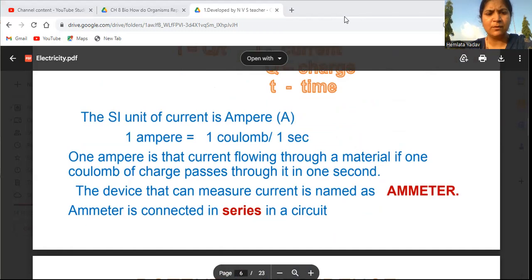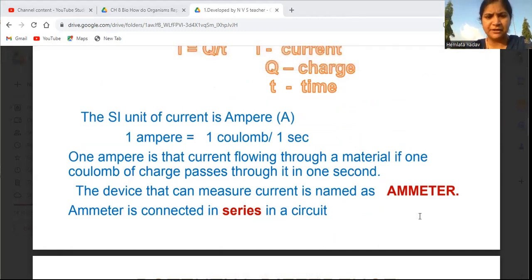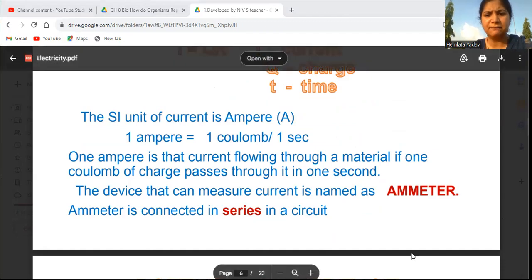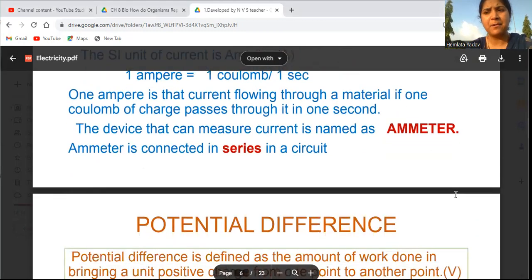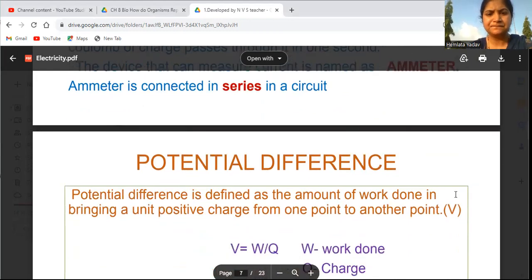So when 1 coulomb of charge is flowing per second, we call that it is 1 ampere current. 1 ampere is that current flowing through a material if 1 coulomb of charge passes through it in 1 second. The device that can measure current is named as ammeter, and ammeter is connected in series.